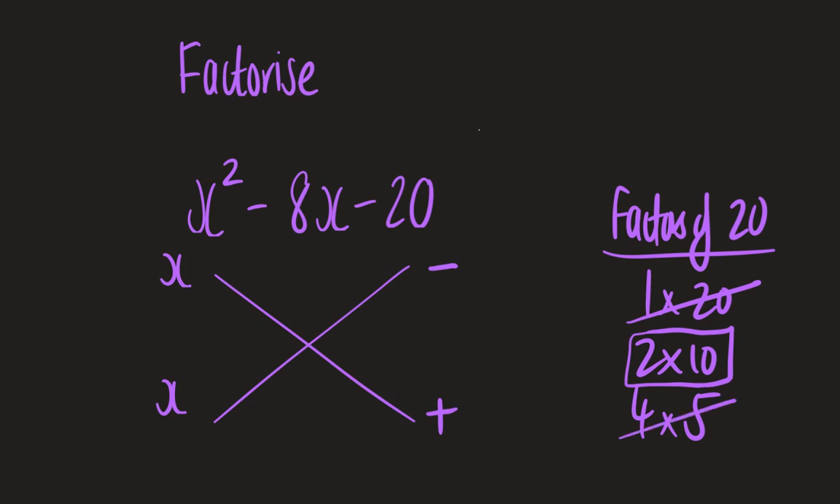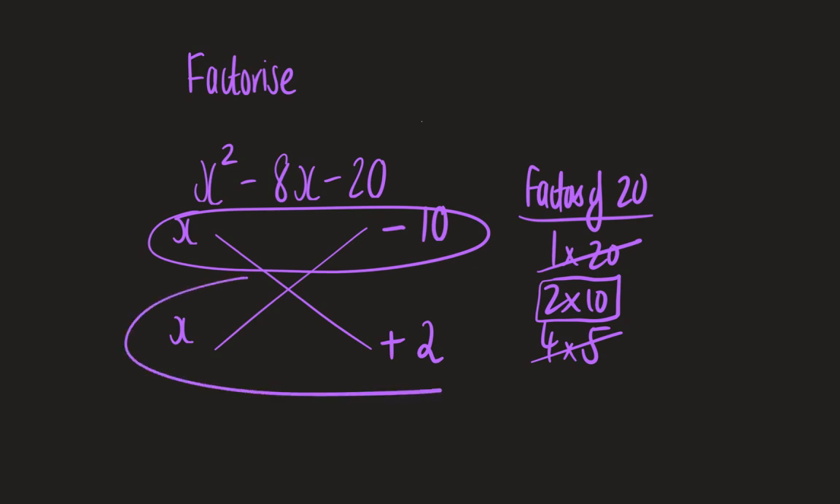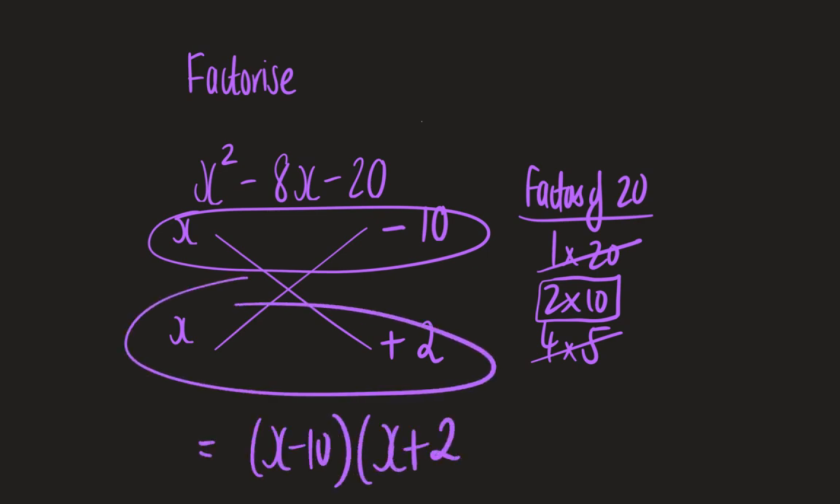Now we're thinking which one is positive and which one is negative. Well, they add to give me a negative number, so negatives win in this case. The negatives are bigger, so we've got the negative 10 and plus 2. Factor 1, factor 2, put it together, x minus 10, x plus 2, and we're done.